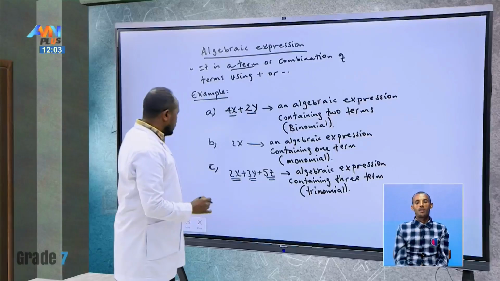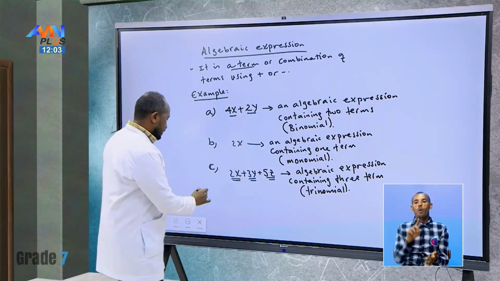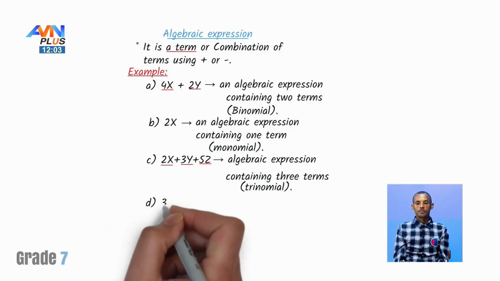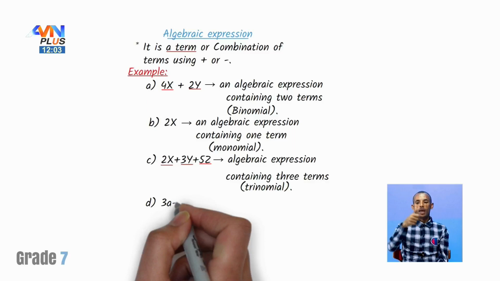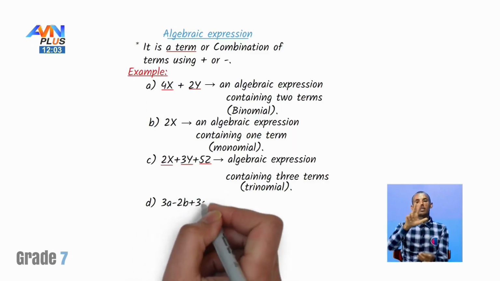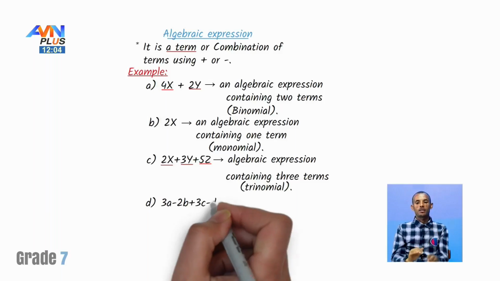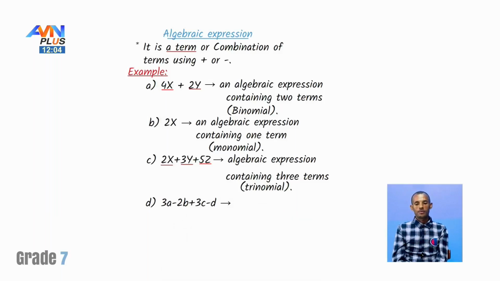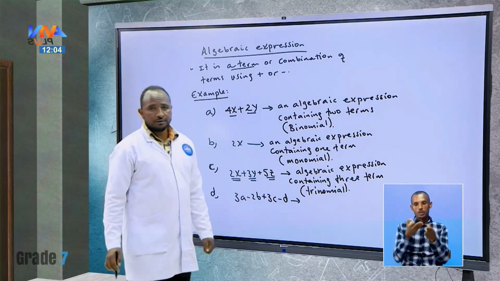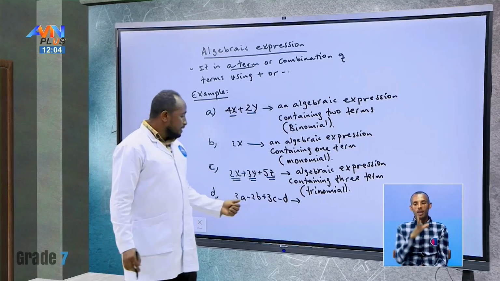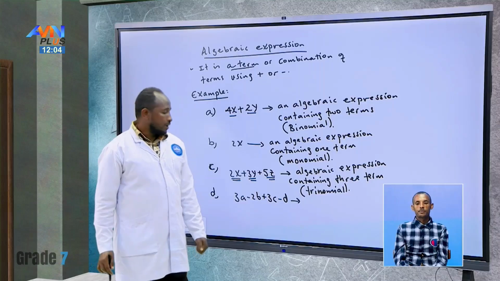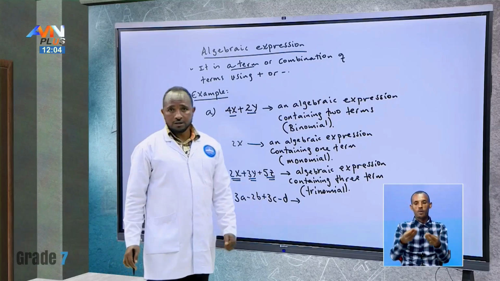Okay, now one question for you. Take this: 3a minus 2b plus 3c minus d. Is this one an algebraic expression or not? And how many terms does this expression contain? I'll give you 10 seconds for this.